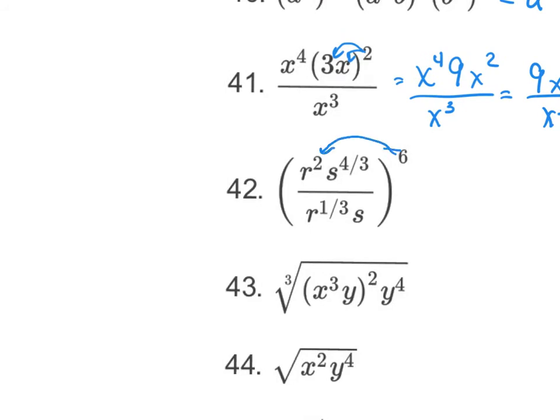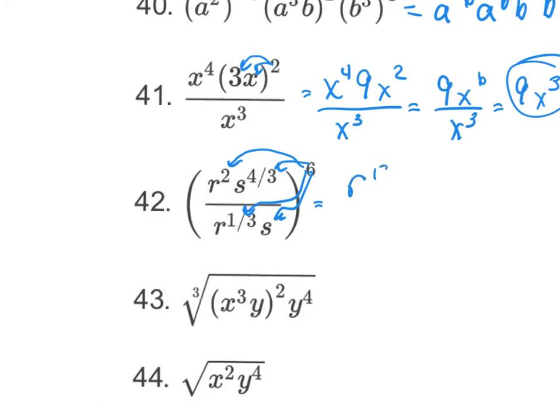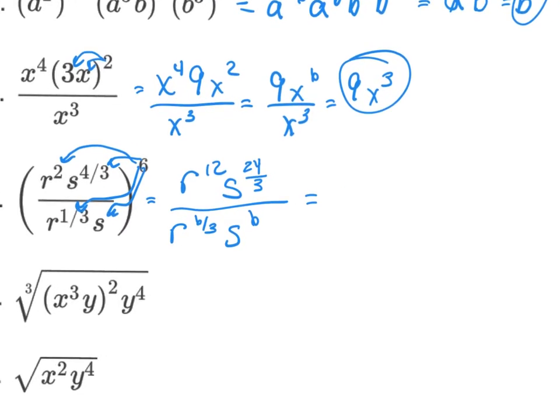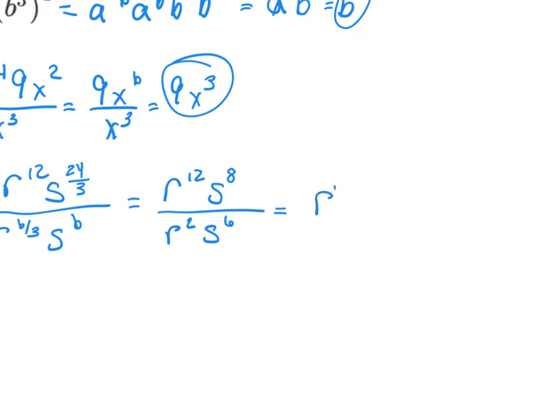In 42, again, distribute. So I distribute to every single thing inside of my parenthesis. So I have r to the 12th, s to the 6 times 4 is 24 over 3, which we can simplify here in a second, and then I have r to the 6 over 3, s to the 6th. So this leaves me with r to the 12th, s to the 8th, over r squared, s to the 6th. And now we can simplify. If I have the same bases and I'm dividing them, then I'm going to subtract exponents. So that gives me r to the 10th, s to the 2nd.